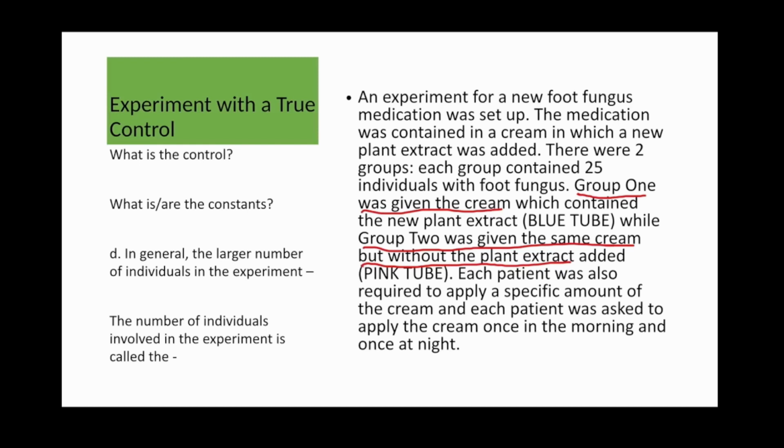What are the constants? Well, what's held constant? It says that each patient was required to apply a specific amount. It should have been the same. Each patient is asked to apply it the same amount of times, once in the morning and once at night. So those are controlled variables, but the control group would be the group not given the plant extract.